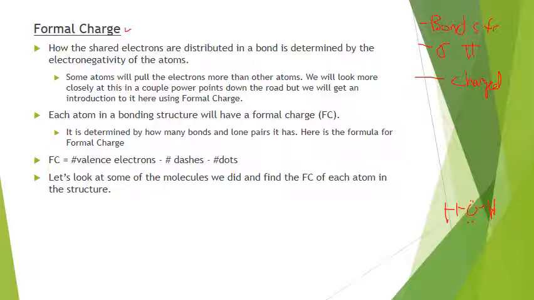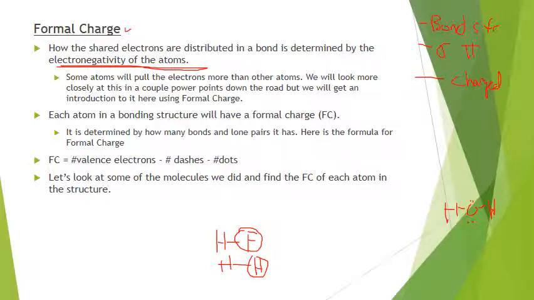How the shared electrons are distributed in a bond is determined by the electronegativity of atoms. So if you have HF, you can see that the electrons, the shared pair, will be pulled towards the fluorine more than towards this hydrogen because of electronegativity. We will look more closely at this type of thing when the PowerPoints come up.